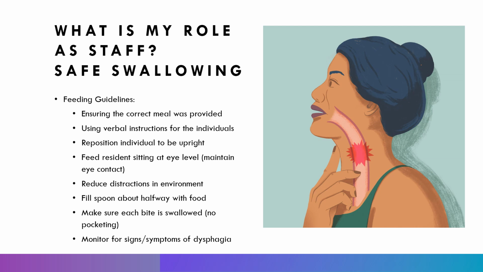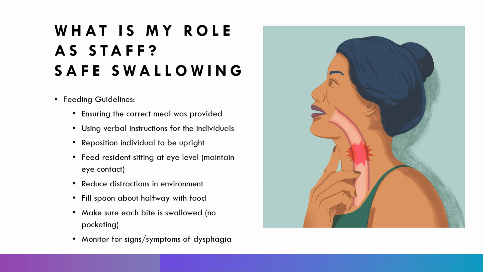All right, so for some feeding guidelines now. Ensure that the correct meal was provided; you would be surprised how often it gets overlooked. If somebody gets a whole meal and it needs to be bite-sized, that could be a huge issue right away. Use verbal instructions when you're talking to the individuals, and give them eye contact. These are people too.